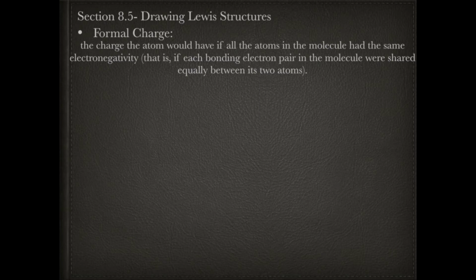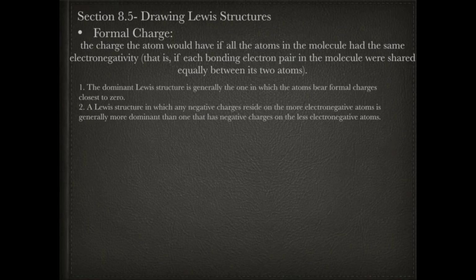Now, why exactly does formal charge matter when we're drawing Lewis structures? Well, the dominant Lewis structure, meaning the Lewis structure that is going to exist in the greatest amount or has the greatest likelihood of existing, is the one whose atoms have the formal charges that are closest to zero. So if you're comparing two different Lewis structures and one has atoms that have formal charges that are closest to zero, that is going to be the dominant structure. The second rule is that a Lewis structure in which a negative formal charge resides on a more electronegative atom is going to be the one that's dominant. So those are two rules.